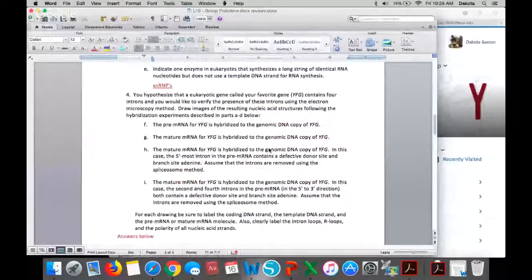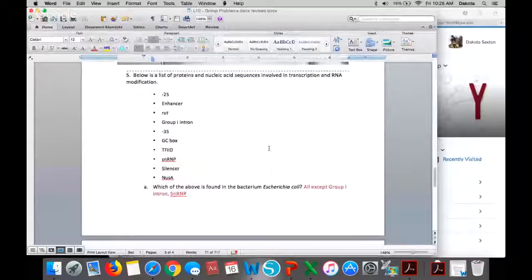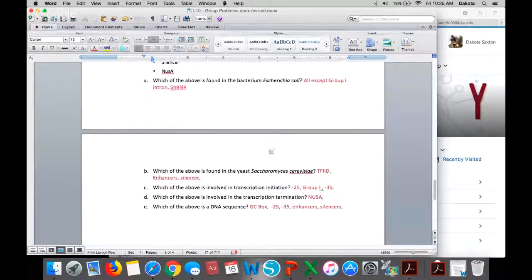Okay. Number 5. This is what we got for number 5. We were just kind of not guessing, but we felt these were accurate or what we found throughout the notes. And so A, we thought all of them except for group 1 intron and the snRNP. And then also negative 35, or did we? Yeah, negative 35. We just didn't put that in there yet.